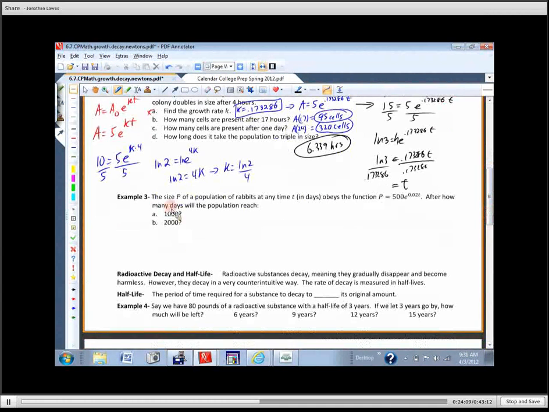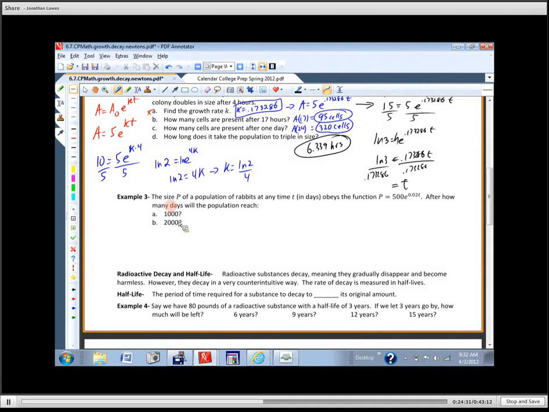Let's see. The size p of a population of rabbits at any time t in days obeys that function right there. Chase, what's nice about that? Gives us the whole function, right? We know what function we're dealing with. After how many days will the population reach 1,000 and then 2,000?